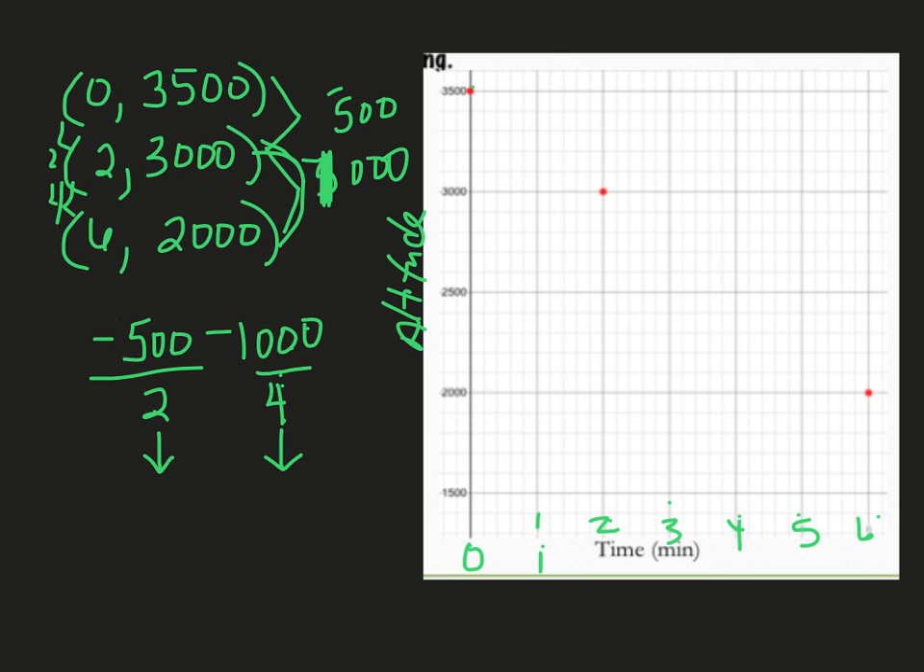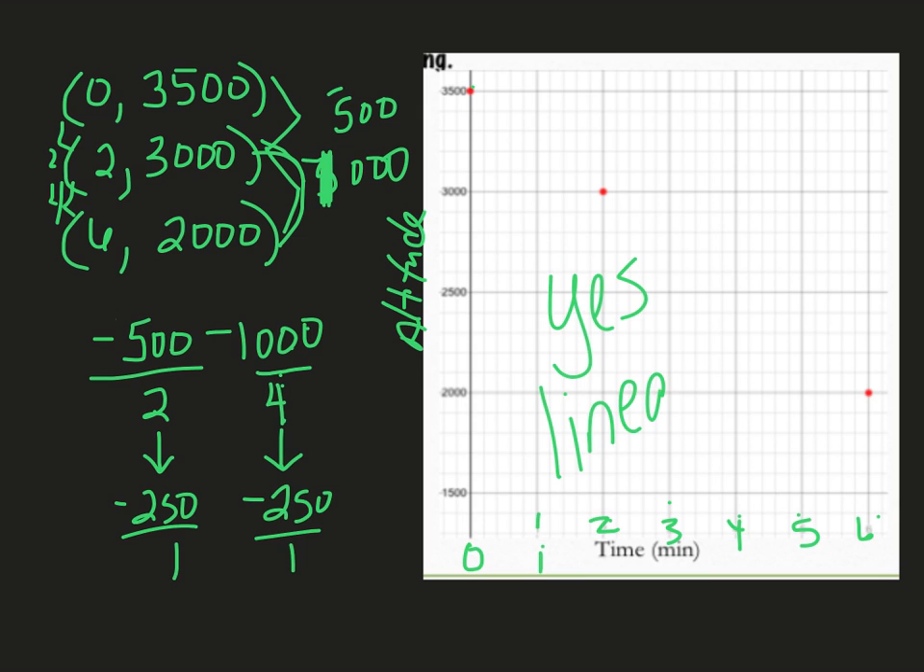Okay. Negative 250 over 1, and then 4 we're going to 1,000, negative 250 over 1. So yes, it's linear. And it has a constant rate of change of negative 250 feet. The air traffic controllers just want to see that it's going in at a constant rate.